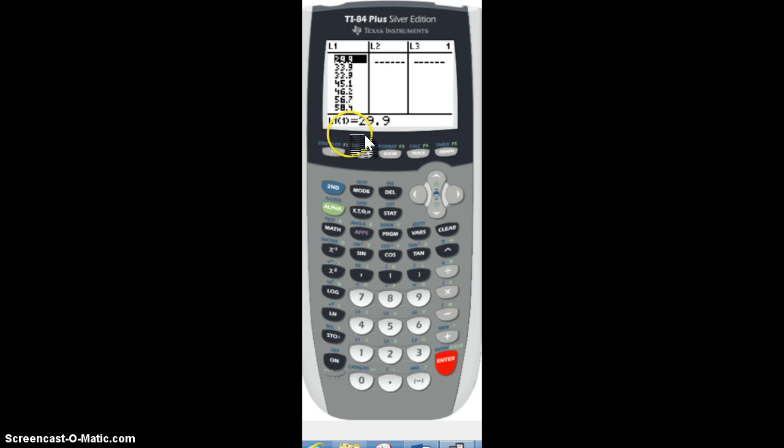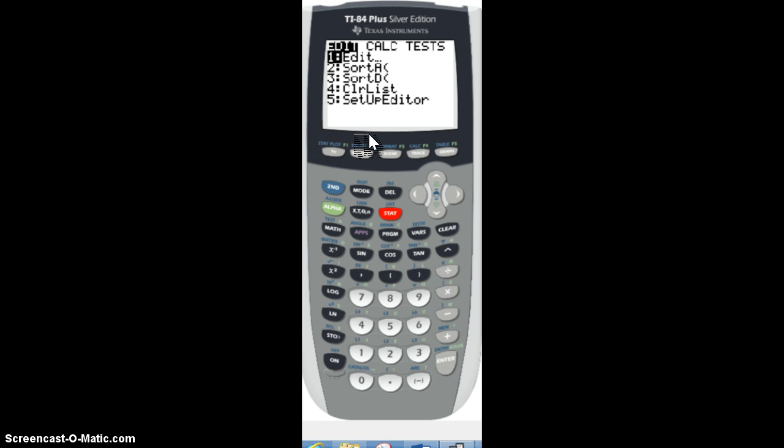Now, in order to get the 5-number summary, go back to Stat, move your cursor to the right to Calc, and just like we did for the mean and standard deviation, 1-Var Stats. L1 is the list we're using. Now notice at the top, it did compute the mean and the standard deviation. N is 12. There are 12 numbers. Now, if we scroll down, look what we have. We have the 5-number summary.